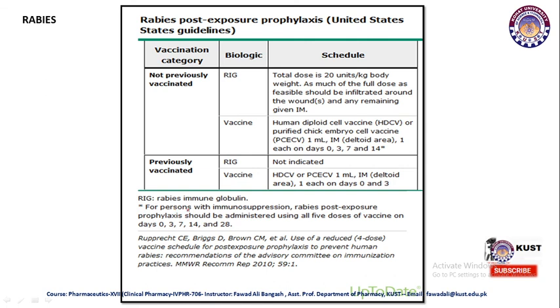Rabies post-exposure prophylaxis for a person with immunosuppression: if the patient is immunosuppressed, rabies post-exposure prophylaxis should be administered using all 5 doses of the vaccine on days 0, 3, 7, 14, and 28. This is the case for the immunocompromised patient.